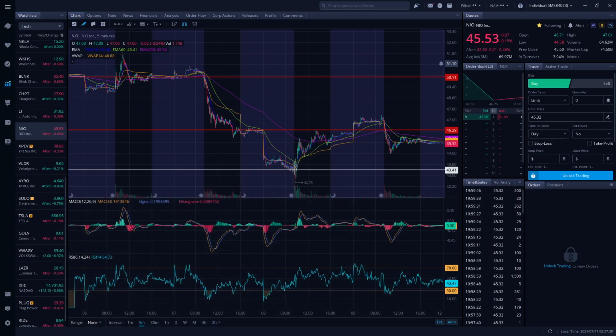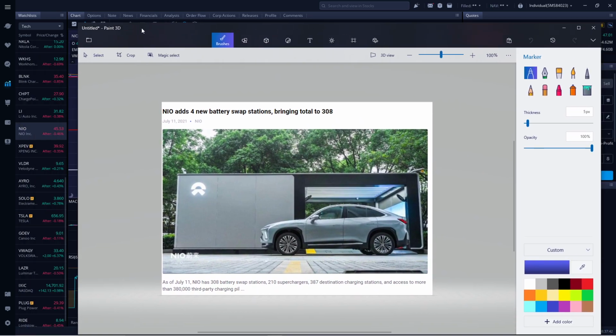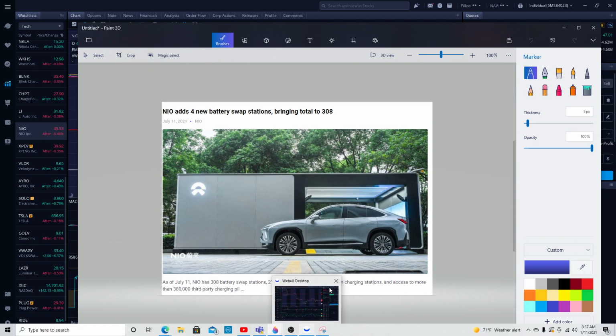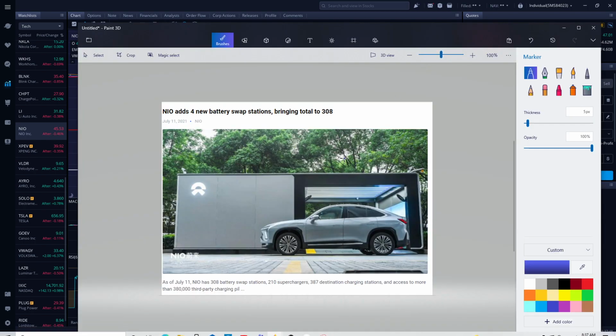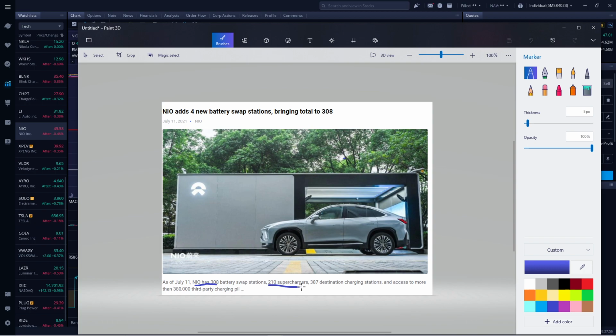So what else we got, right? NIO promised they were supposed to have 500 battery swap stations by the end of the year. They have raised it to 700 battery swap stations for the year, so they are looking at about 300 more. Right now they have 308 battery swap stations, 110 superchargers, 387 destination charging stations, and 380,000 third-party charging piles, right?